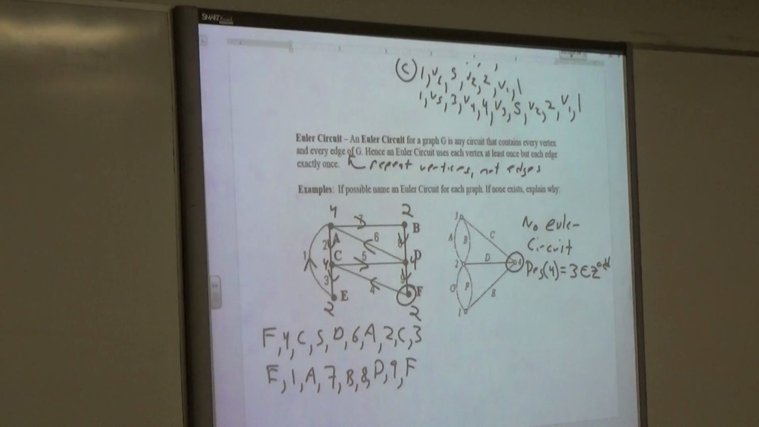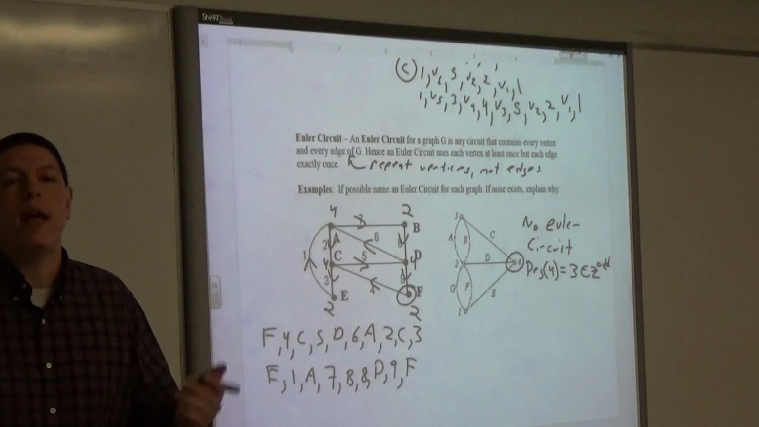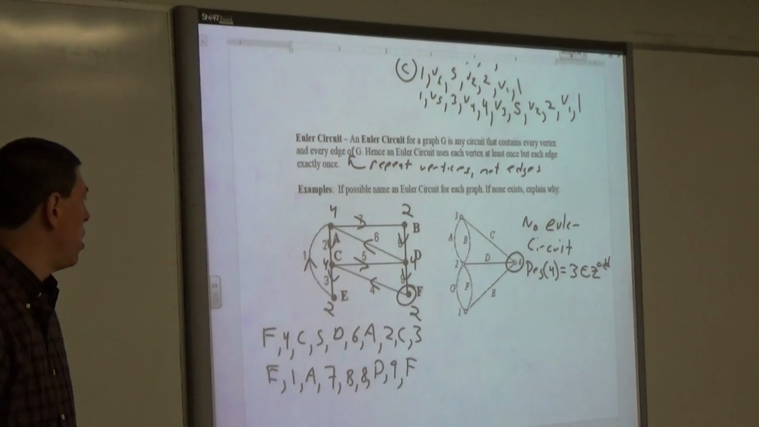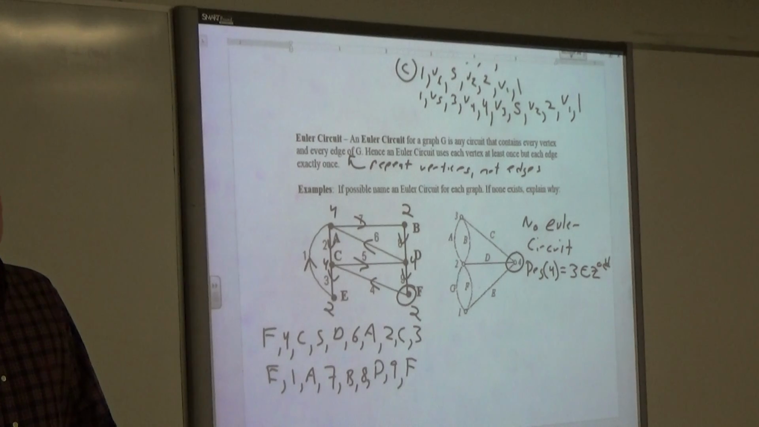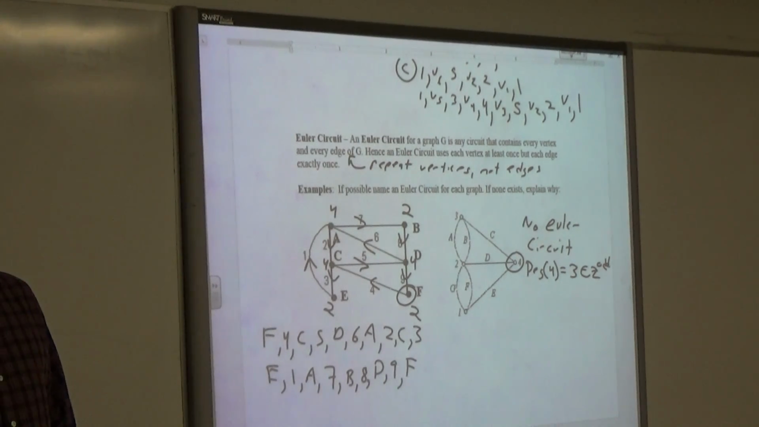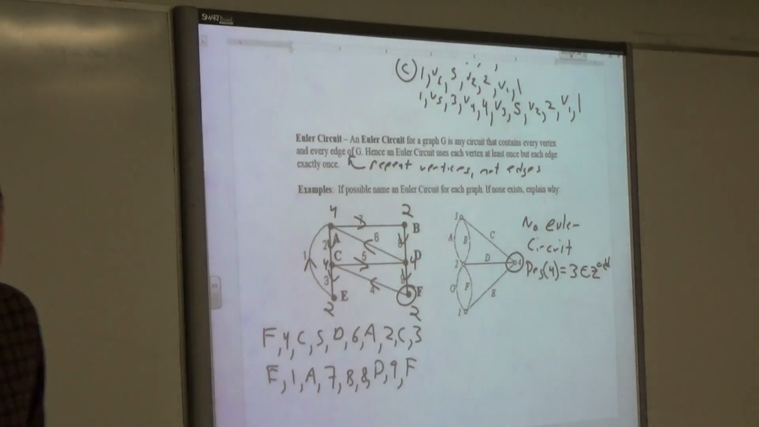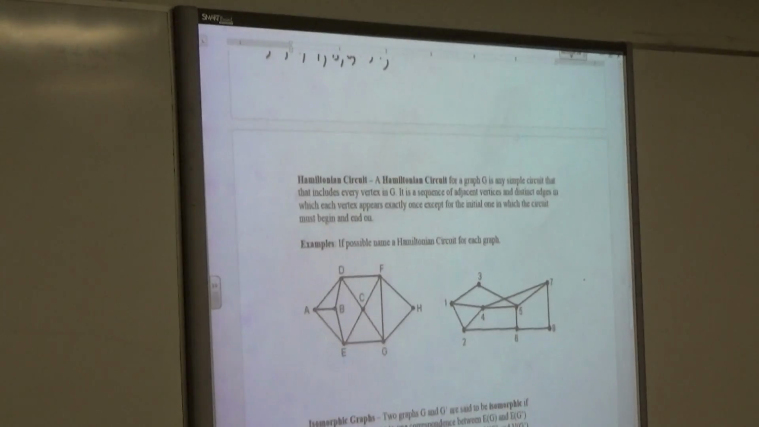Vertex 2 also has 3 degrees, right? Oh no, sorry, 2 has 5 degrees. It doesn't matter which one you look at. I identified 4 because that's the one I was looking at. All you have to do is identify one as a counterexample. All right, other questions, guys? Okay, so those are Euler circuits.